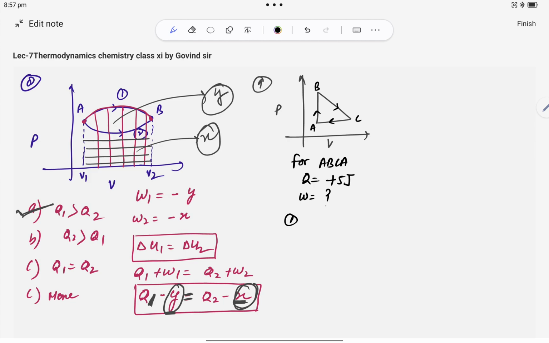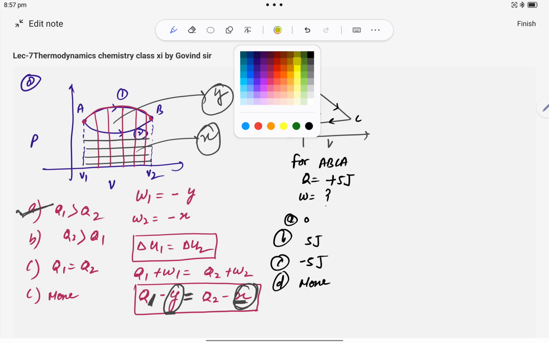Options are given: 0, 5 joule, minus 5 joule, none. So it is a cyclic process. How to calculate, children?